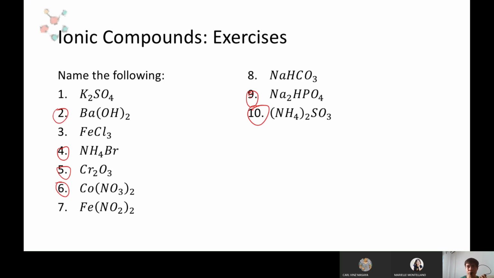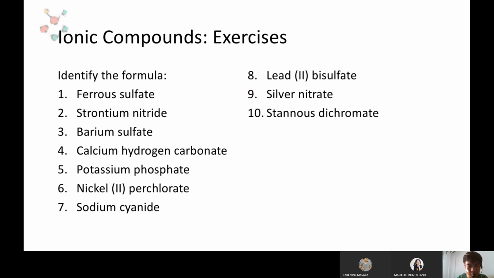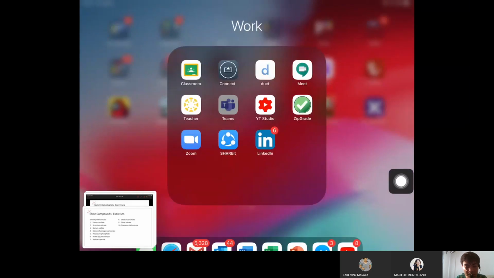Bibigyan ko kayo ng 5 minutes to answer that. Tapos sagutan nyo na rin tong isa. Send ko na rin sa meeting chat natin yung mga sasagutan nyo para guided. Ayan din, sasagutan nyo. Send ko lang.